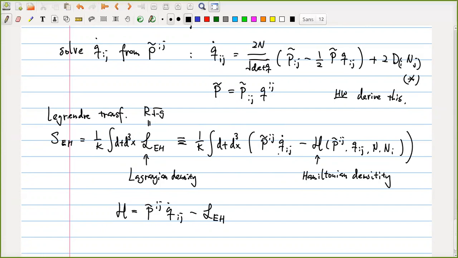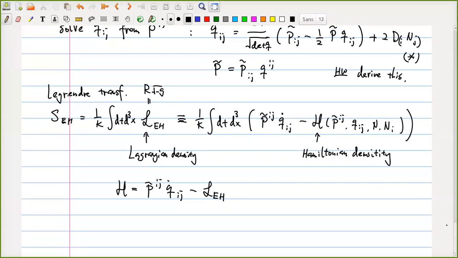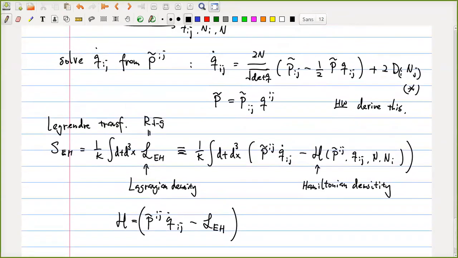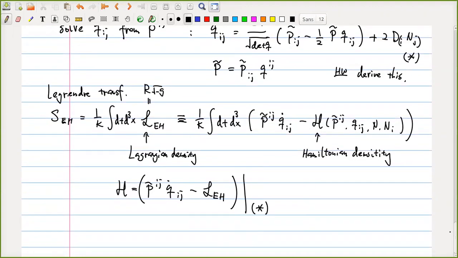So which means that in the previous Lagrangian, we have to replace Q dot, and in this formula, we have to replace all the Q dot with P. Which means we have to use these formulas called star. So we have to plug in star for this formula. Okay, and let me give you the result. Again, it is your homework to derive this formula, but this is really simple.